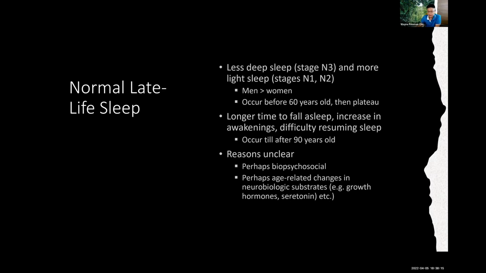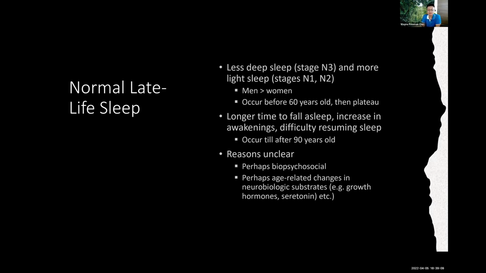What is normal late life sleep? Well, normal late life sleep is essentially less deep sleep and more light sleep. That is essentially less stage 3 and more stages 1 and 2. Men more than women experience this among older adults. And in fact, before 60 years old, there is already evidence that this phenomenon begins. Any healthy adult will go through the usual 4 stages and then the rapid eye movement, but near 60 years, there starts to be a decline in stage 3 and an increase in stages 1 and 2.